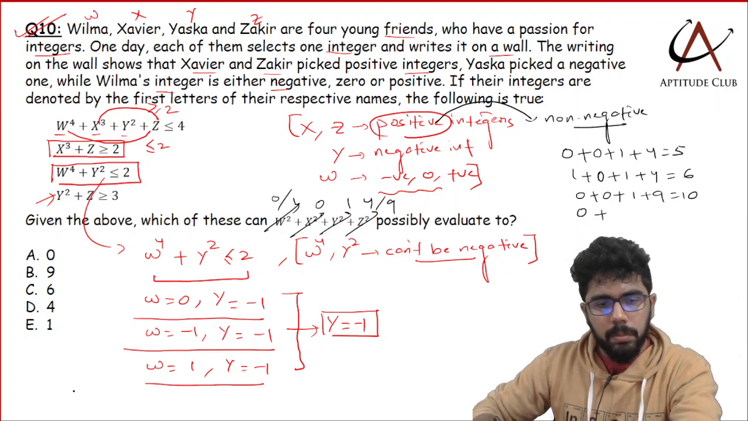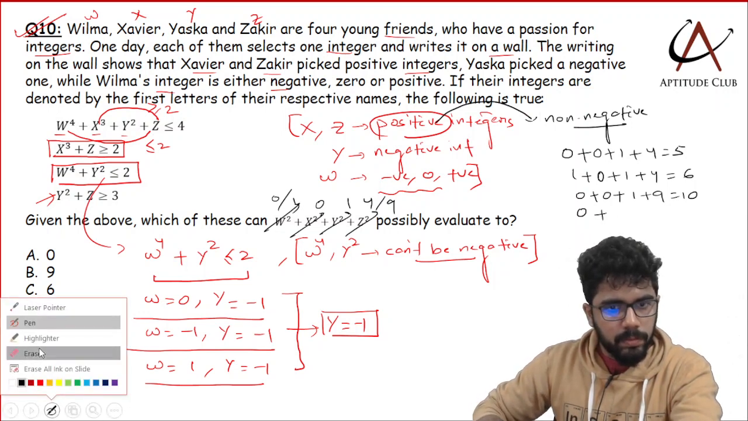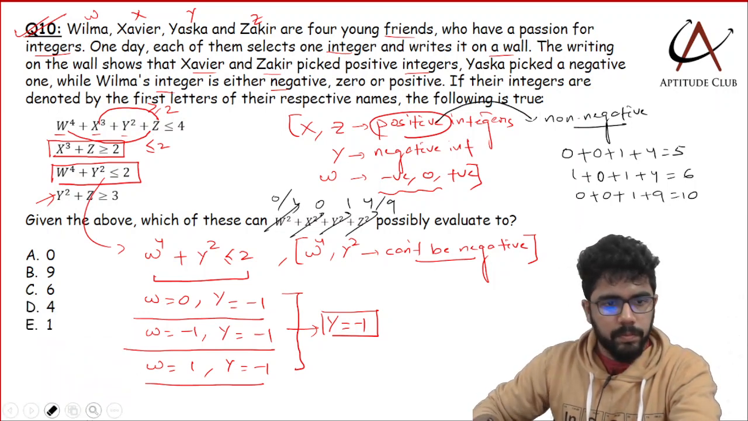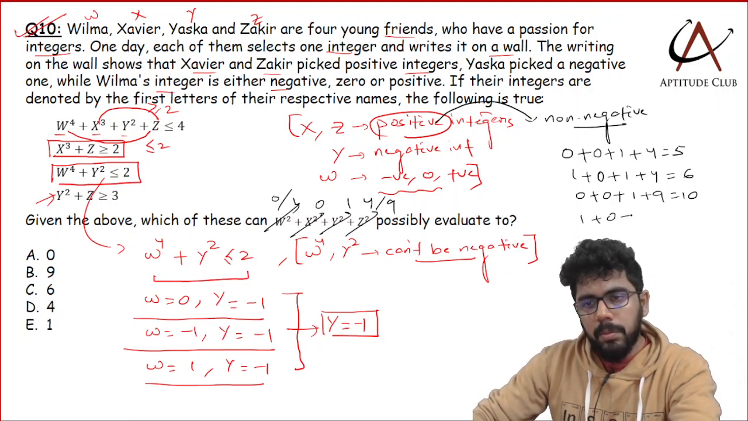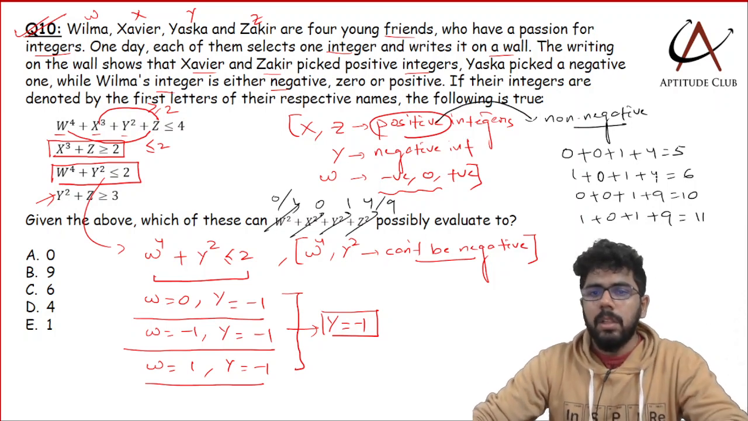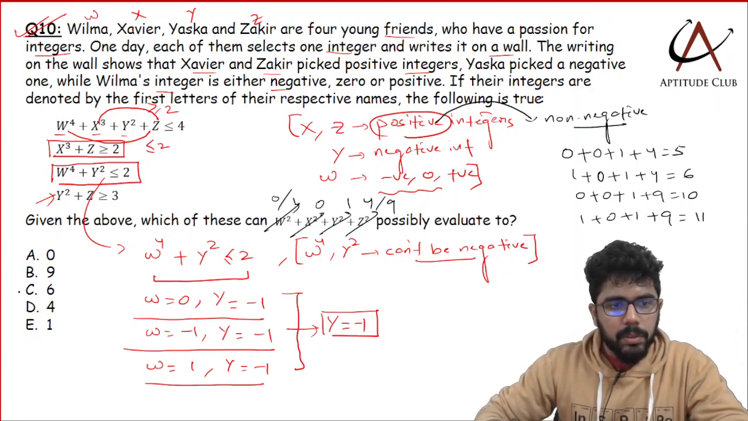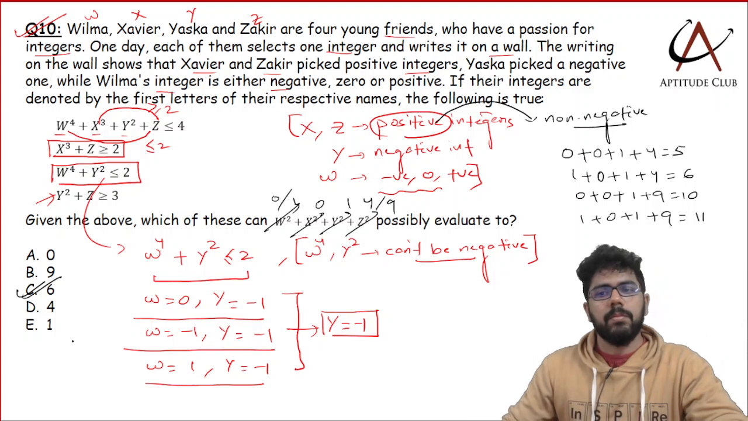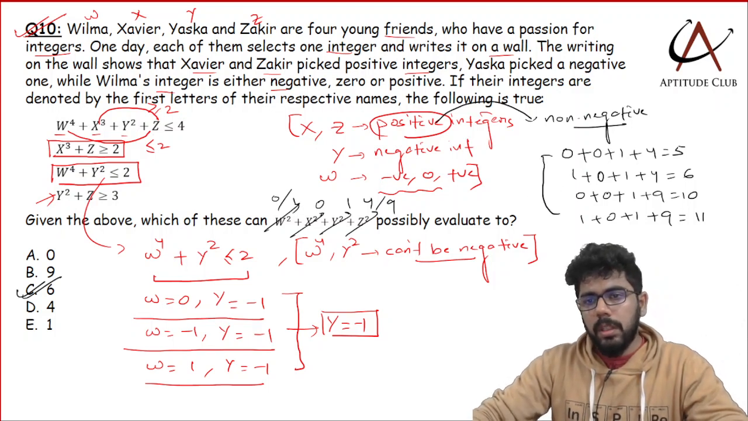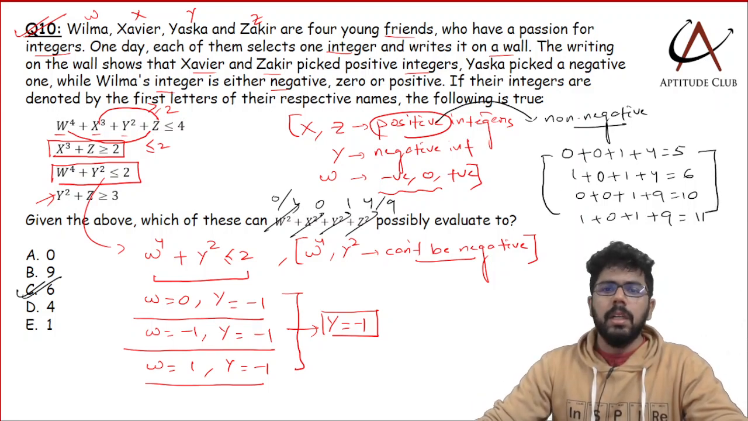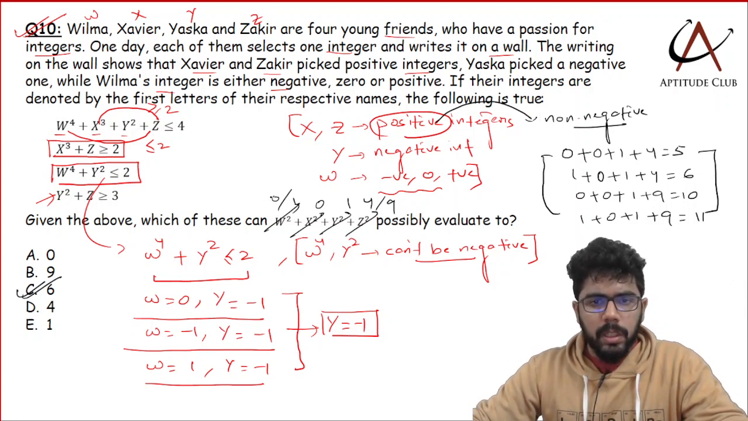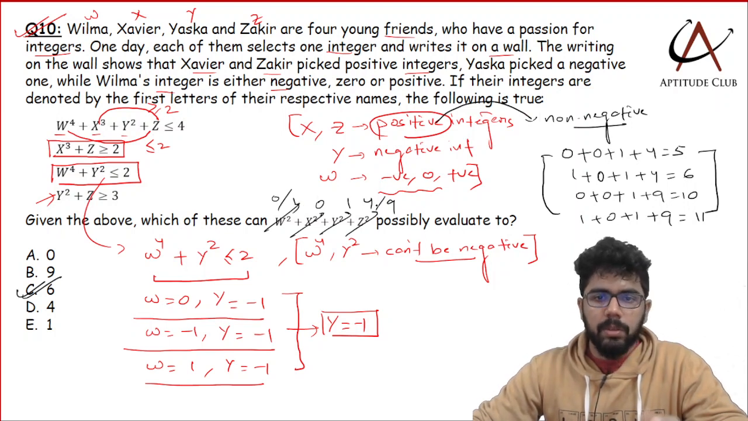or I'll have 1 plus 0 plus 1 plus 9. I'll have 11 as a possible answer. तो ऑप्शंस में अगर देखोगे एक ही पॉसिबल आंसर है 6. These are your 4 possibilities. ये समझ रहे हो पॉसिबिलिटीज कैसे आए? W एक बार 0 लोगे and Z को 4 लोगे, Z स्क्वायर को 4 लोगे. W स्क्वायर एक बार 1 लेंगे, Z स्क्वायर को 4 लेंगे.